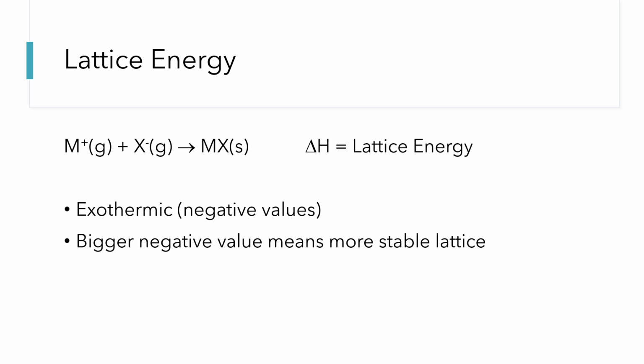Lattice energy is defined as the enthalpy change, the delta H, for the process where a positive gas phase ion reacts with a negative gas phase ion to give us an ionic crystalline solid. Lattice energies are exothermic, so they will have negative values, and a bigger negative value means that it's a more stable crystal lattice.